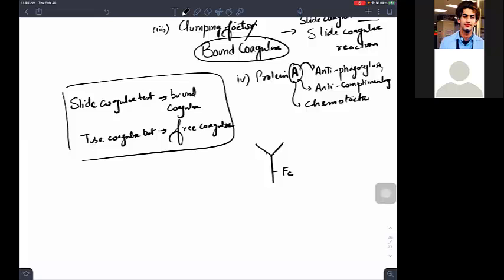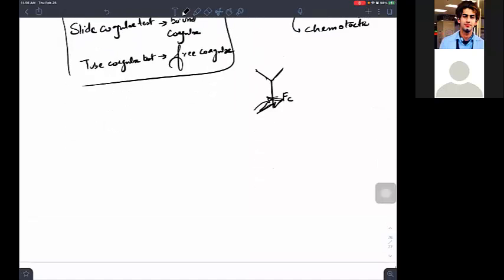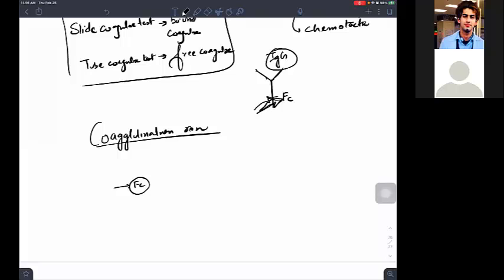But if, for example, this protein A binds to this region, basically before going into this, I want to tell you there is a reaction known as coagglutination. What is a coagglutination reaction? It means something binds to the Fc region. For example, I take this antibody as IgG. This is the Fc region, and this is the Fab region. So the Fab region is free.